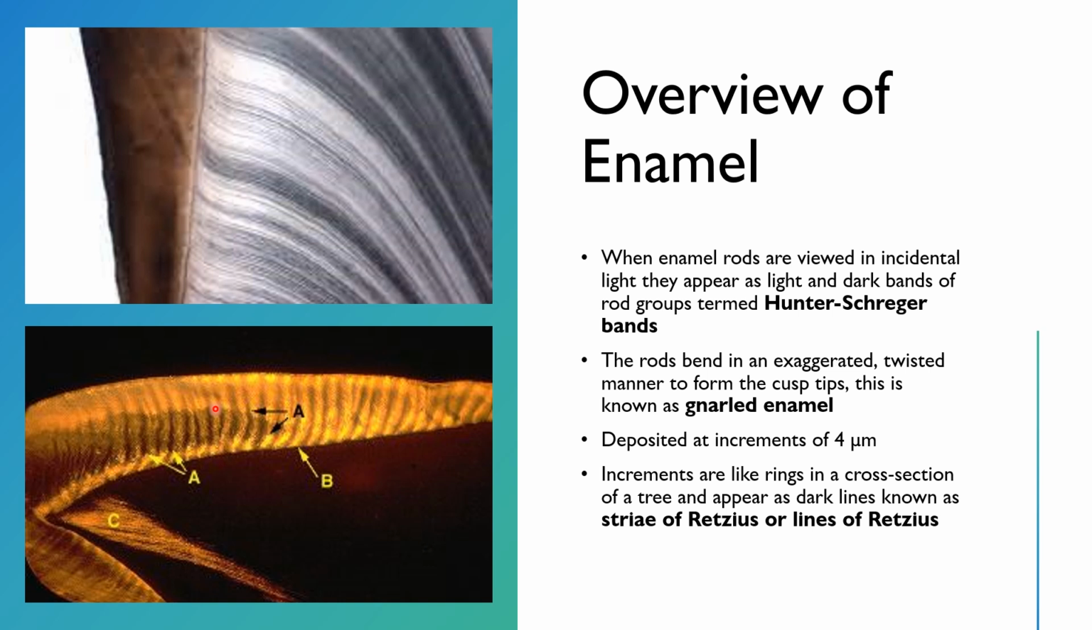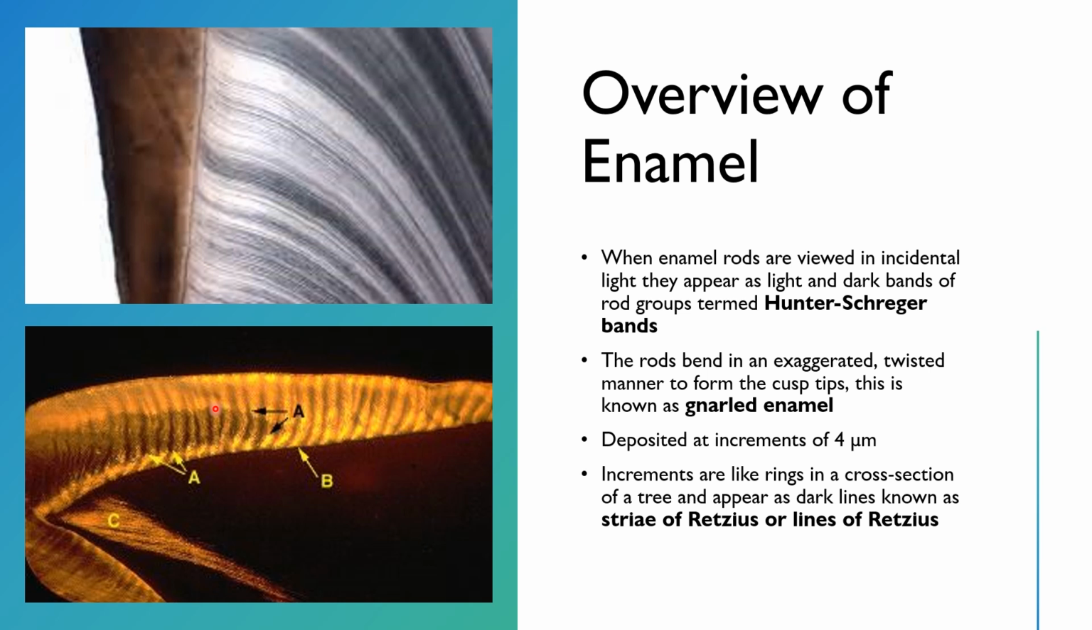But as they make their way towards the cusp, those cusp tips, the enamel starts to kind of get all bunched together. And this is known as gnarled enamel. So gnarled is just another word for twisted. Okay, so imagine that up near that cusp tip of our premolars and molars, and even near the incisal edges of some of the teeth, that enamel is all kind of bunched together and gnarled. So that's how it gets that name.